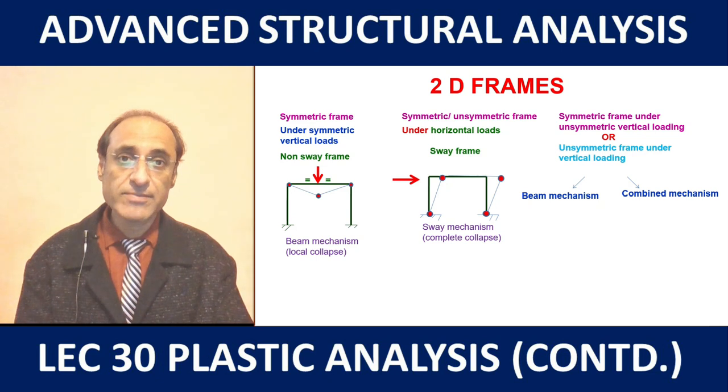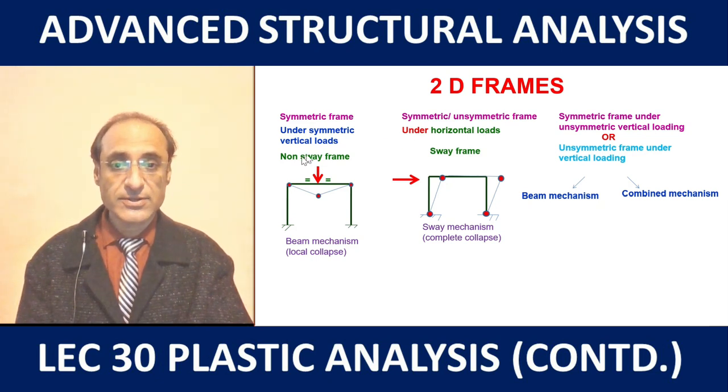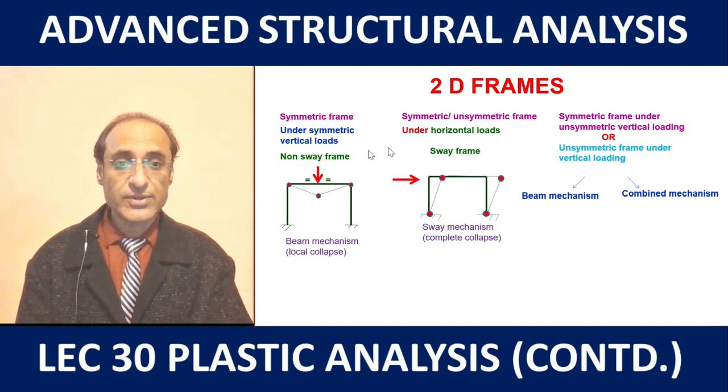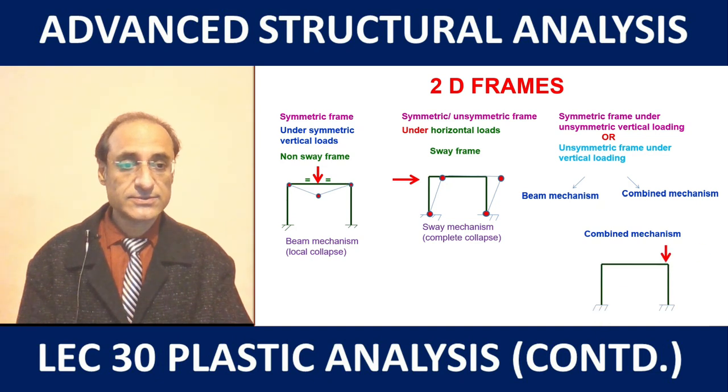Now what is combined mechanism? Combined mechanism is basically a mechanism which results from the linear combination of these two mechanisms. So if we just add or superimpose these two mechanisms, we get something like this. But remember that we have not applied here the horizontal load. We are not considering the horizontal load.